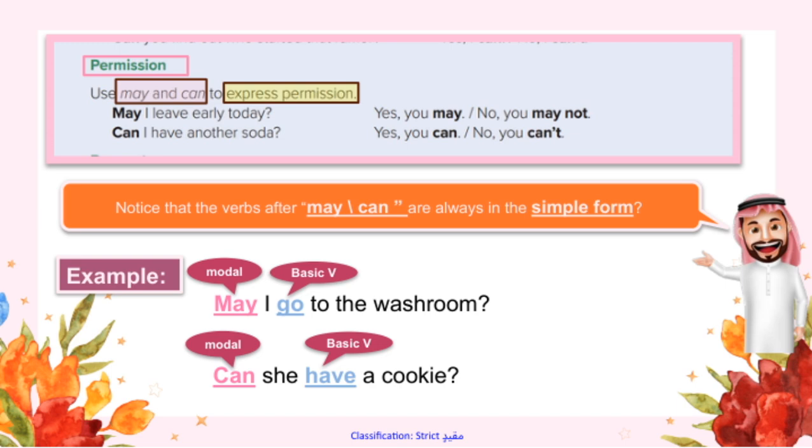This is important because it helps us construct correct questions and sentences using modals. Understanding this rule will help you speak more confidently and accurately when asking for permission or making requests. Remember, the modals are like helpers. They don't change, but they shape the meaning of the sentence significantly.